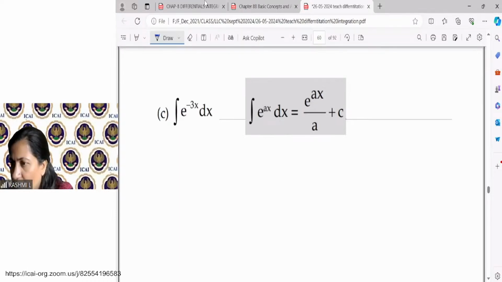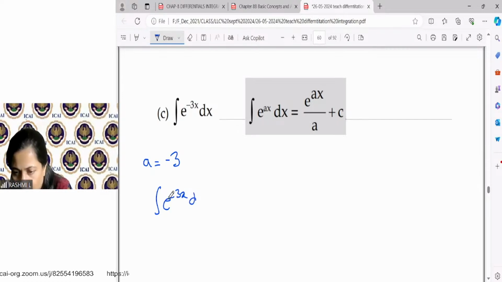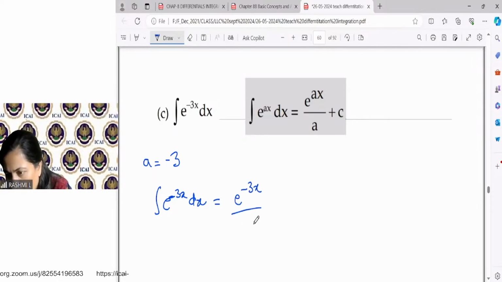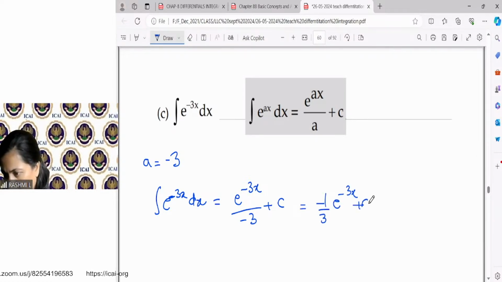Now let us go to the next sum where I'm using the formula that we discussed just now. Integral of e raised to ax dx is equal to e raised to ax upon a plus c. So what is my a here? a is minus 3 here. So integral of e raised to minus 3x dx, there is this minus sign, is equal to e raised to minus 3x upon minus 3 plus c, which is equal to minus 1 by 3 e raised to minus 3x plus c.